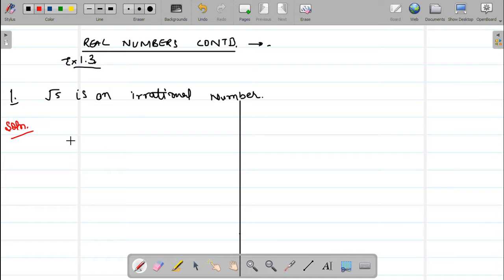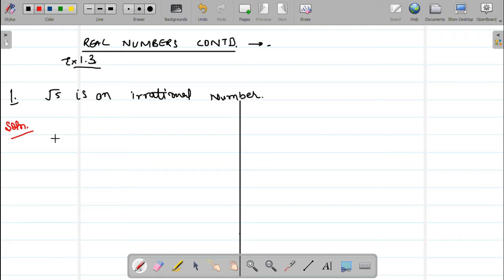But how do we prove them theoretically? So here is how we prove them. The first one I have taken is: root 5 is an irrational number. The proof is exactly the same whether it's root 2 or root 3. So there is no difference at all. You just have to change this number numerically.